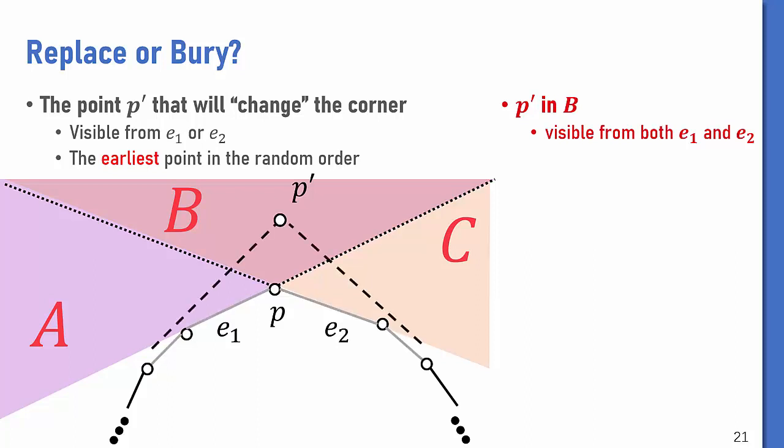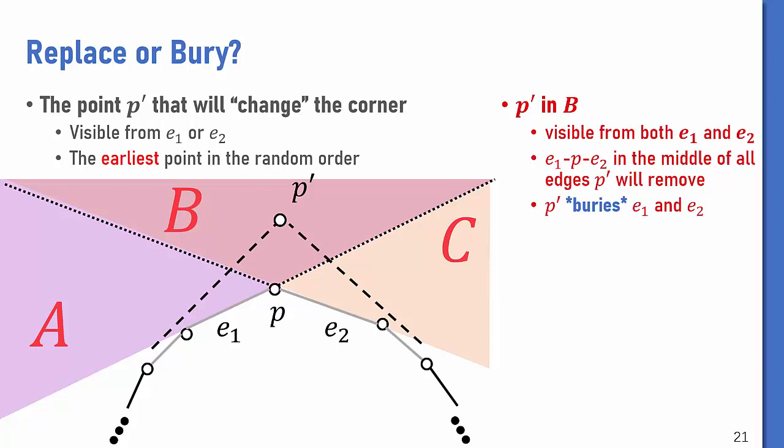So E1, P, E2 is in the middle of all edges P' will remove. Like we've mentioned, P' will bury E1 and E2.